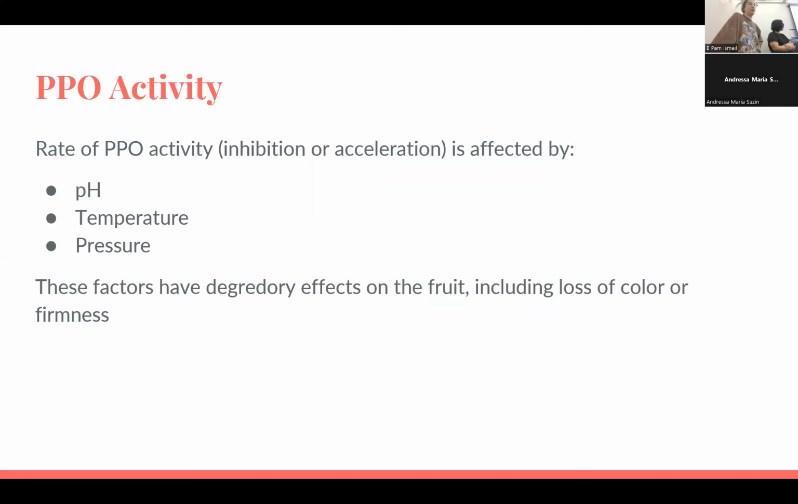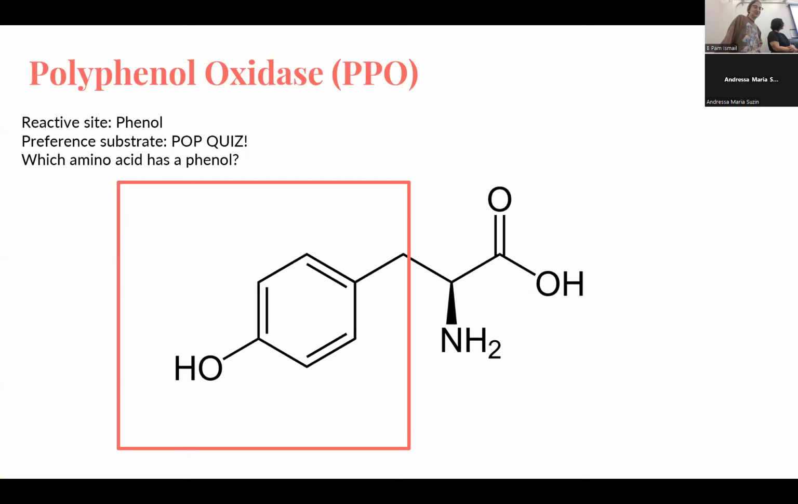The rate of polyphenol oxidase activity can be influenced by a lot of factors, including pH, temperature, and pressure. However, using these can also lead to degradative effects on fruit. For example, if you use a really high temperature, sure, you're going to inactivate polyphenol oxidase, but you're also going to end up cooking your fruit, which is not great.